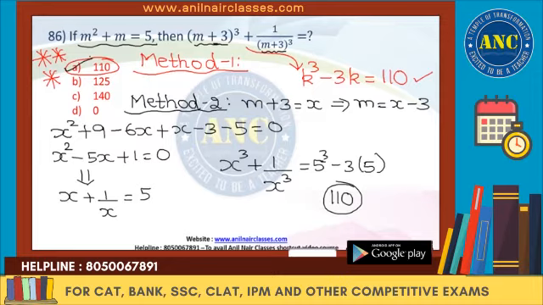Either apply method 1 or method 2, but method 1 will not work out if there is more than one option which is of the form k cube minus 3k. That is the reason it is very much mandatory for you also to understand method 2. I hope the 86th question is very clear.